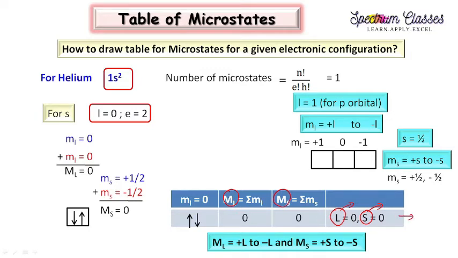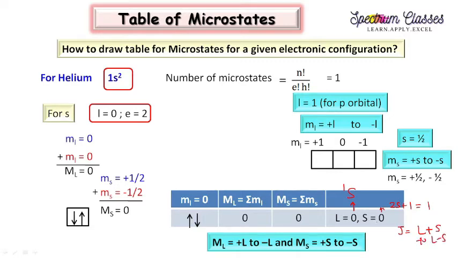So what is the term symbol according to this? L equal to 0 corresponds to the S state, and from S we calculate the spin multiplicity, 2S plus 1, which is equal to 1. So the term is 1S. Now we come to J. J is equal to L plus S down to L minus S.